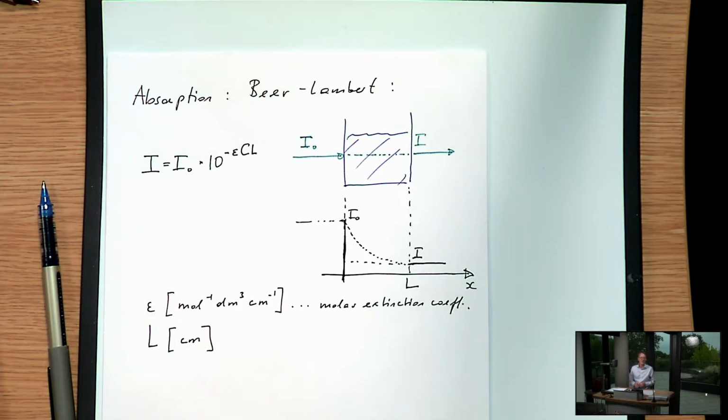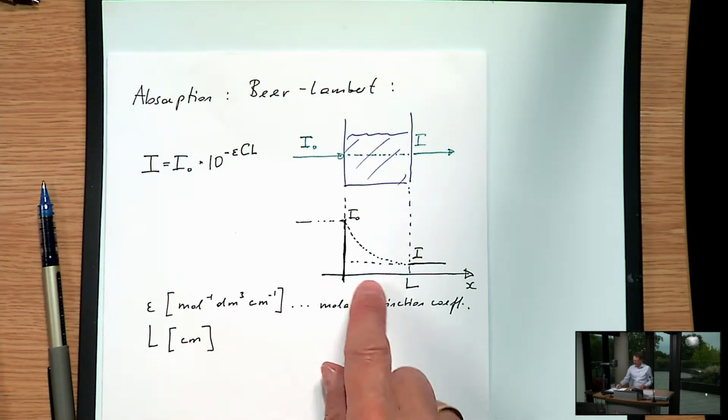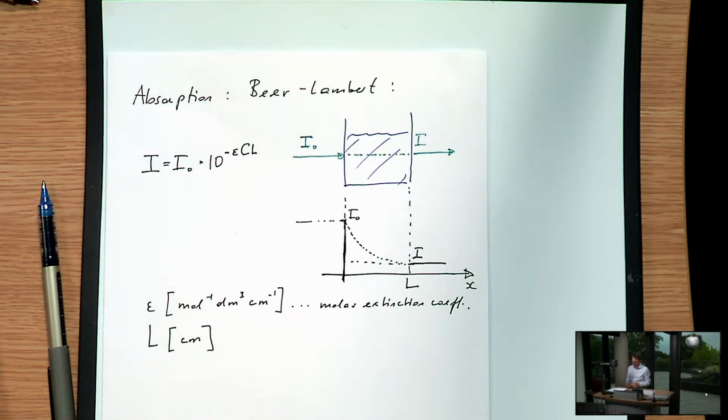And the reason why it's centimeters is because in standard spectrometers, absorption spectrometers that you can buy, you get cuvettes that are exactly 1 centimeter long. So you know that the absorption takes place over a path length of 1 centimeter. So very often this L will just be 1 centimeter, and that's the reason for that.